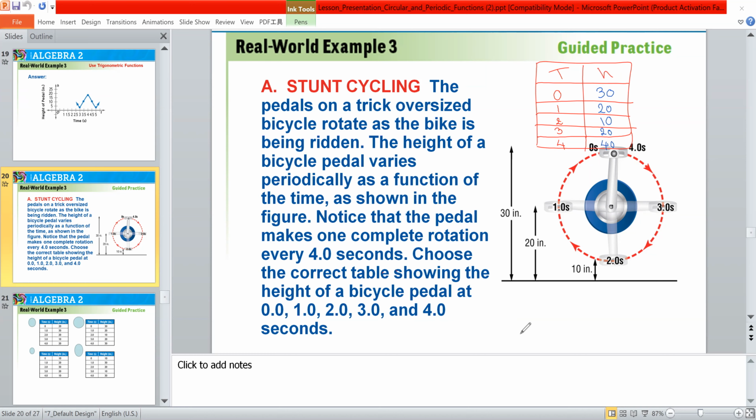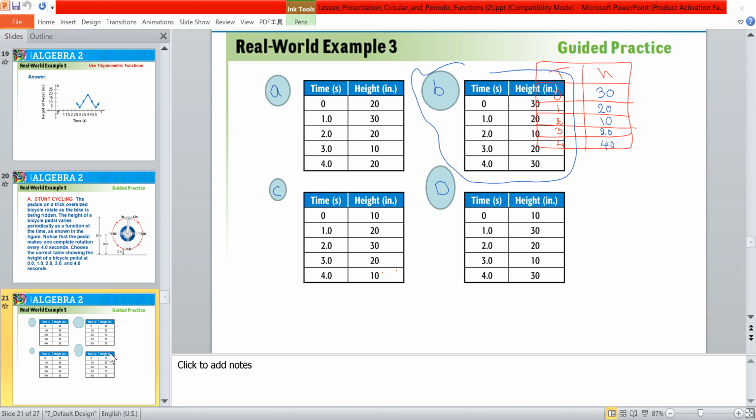Here are letter A, letter B, letter C, and letter D. Which table do we choose, Khalid? Table B. It's congruent to our table, so the answer is table B.